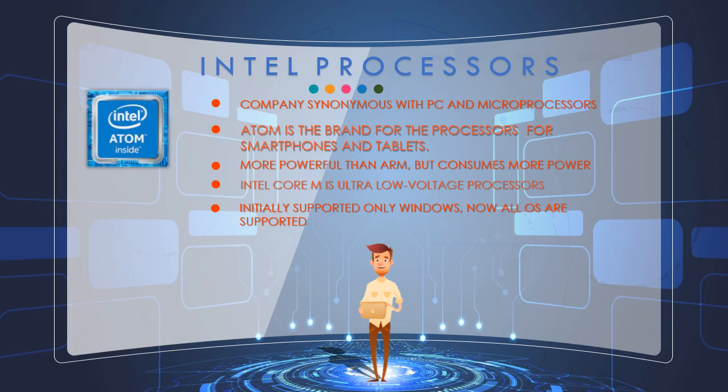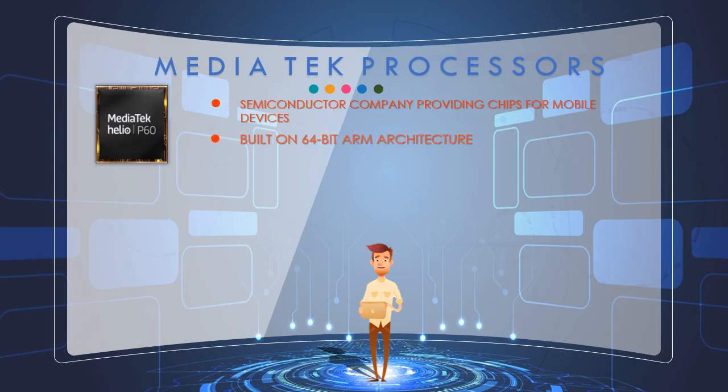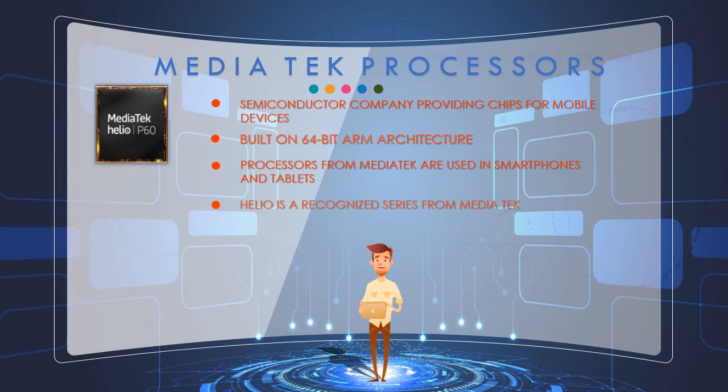Then the next processor we are going to see is MediaTek processors. MediaTek processors are introduced by the MediaTek company, which is a semiconductor company which provides chips for mobile devices. It's also built on 64-bit ARM architecture. Processors from MediaTek are used in smartphones and tablets. Helio is a recognized series from MediaTek. As in the image here, Helio P60 and Helio P140 are different processors that come under the Helio series of MediaTek processors.